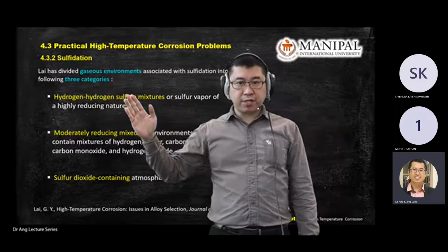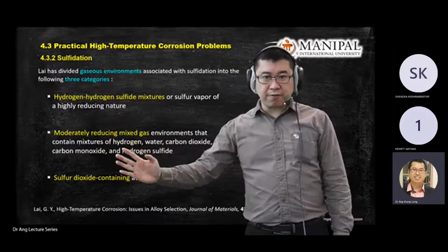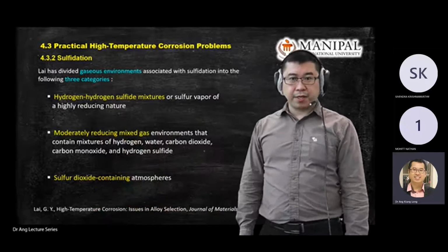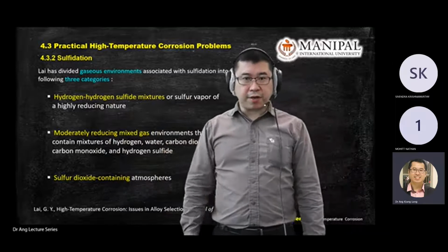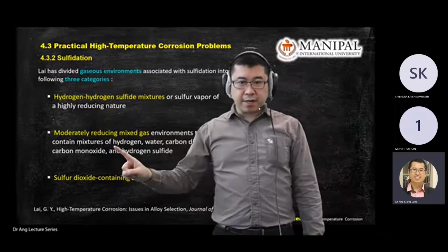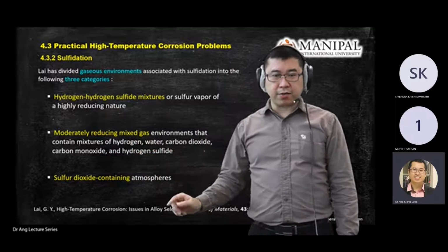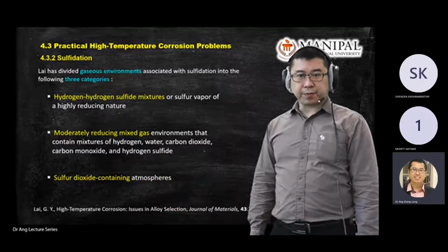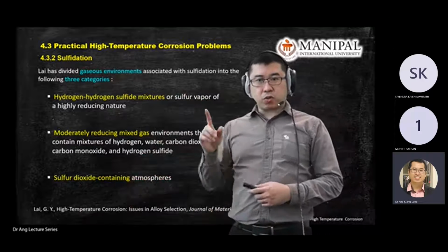First, hydrogen sulfide mixture. Second is the mixing of other gases. The third one is a sulfur oxide atmosphere. So there are three categories of environment here: hydrogen sulfide, other mixtures with hydrogen, water, carbon dioxide, and so on, and another one under a sulfur oxide atmosphere. So you have three categories related to sulfidation.